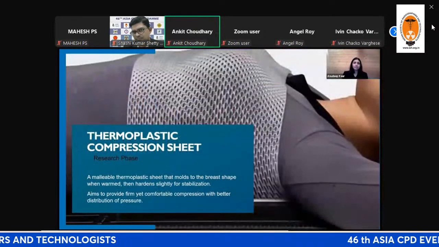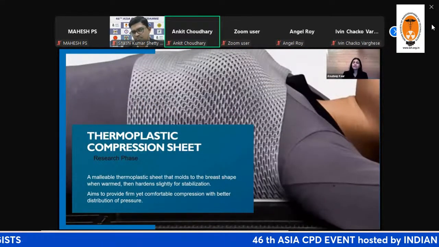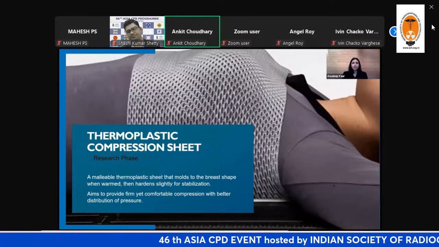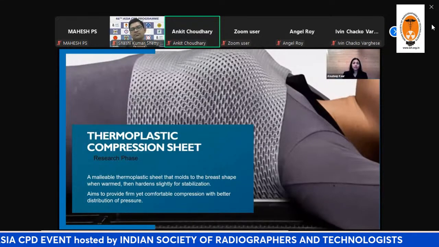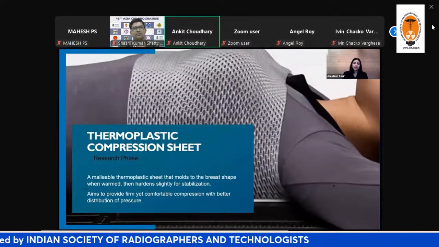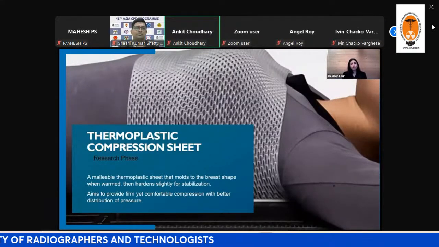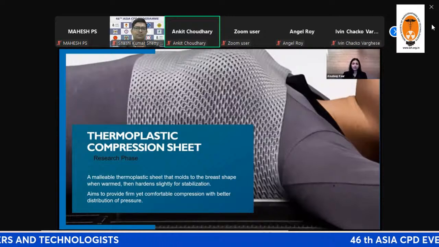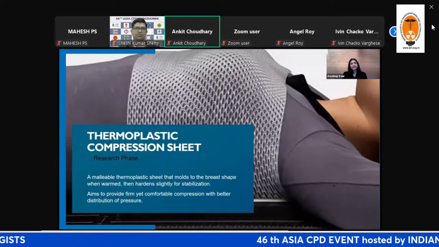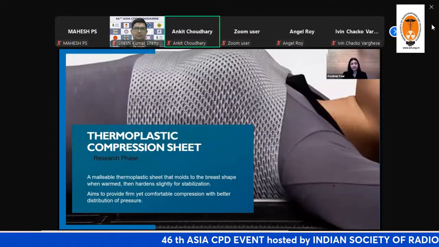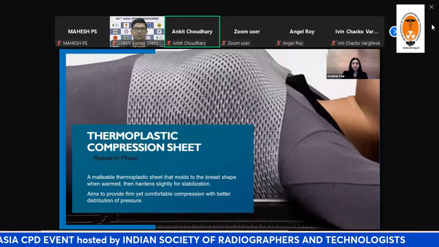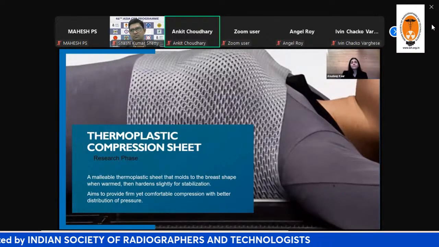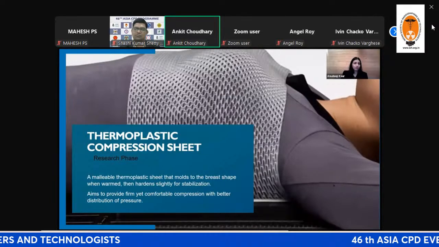Another upcoming technology that is still in the prototype is the thermoplastic compression sheet. In this sheet, we take a malleable thermoplastic sheet that can be molded around the breast according to the breast shape, and when warmed, it will take a proper shape and harden up, right? And then we can use the same technique and try to compress the breast for the scanning. So this is still in the experimental phase, and the prototype is only designed. It is not available in the market, but it seems to be a promising future of the mammographic compression technique.